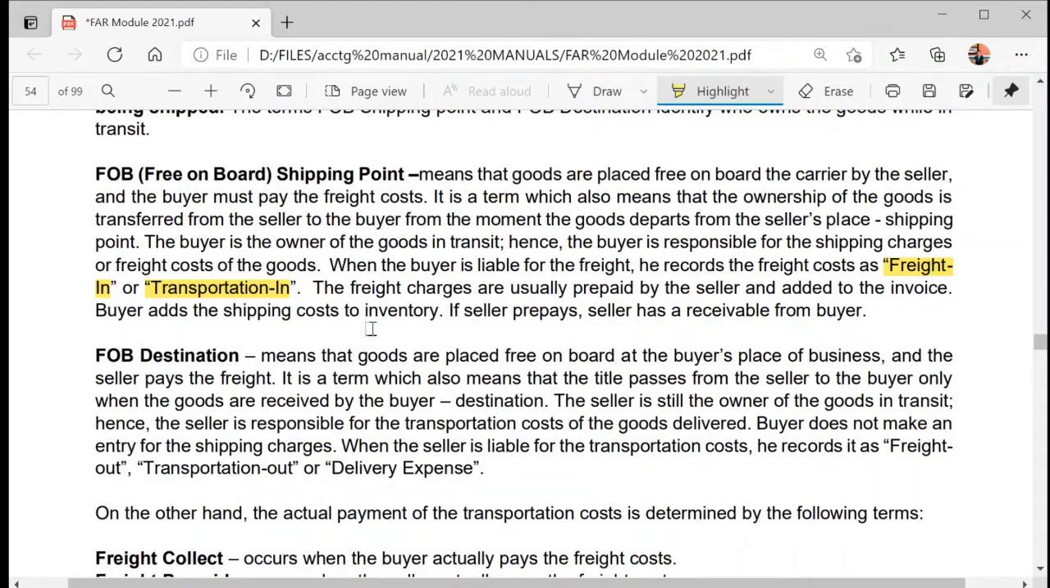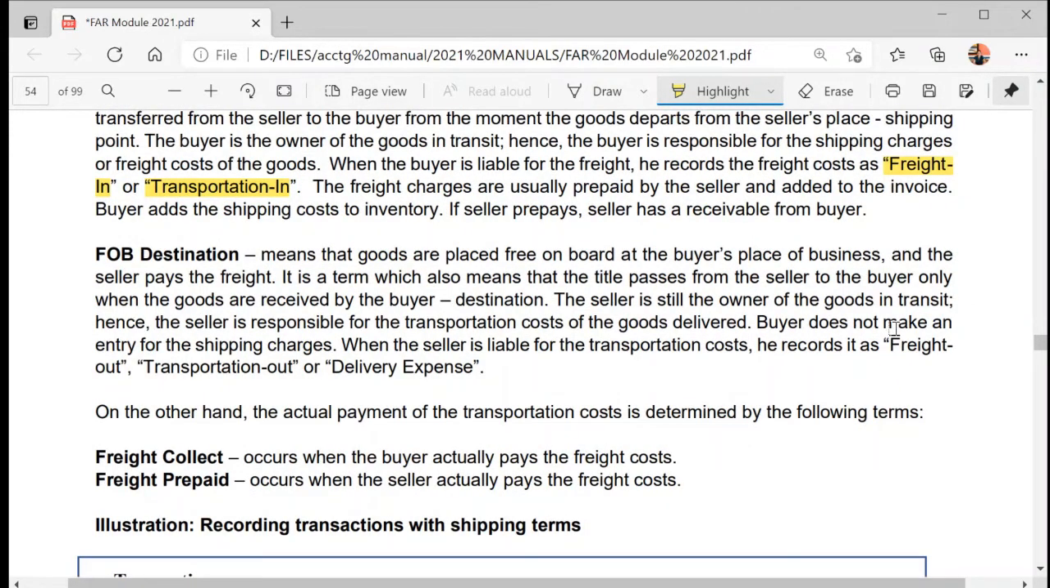Therefore, if the seller is the one who is responsible for the freight charge, the buyer will not make any entry for the freight charge. Instead, the seller will be the one to record the freight. So how does the seller record the freight?